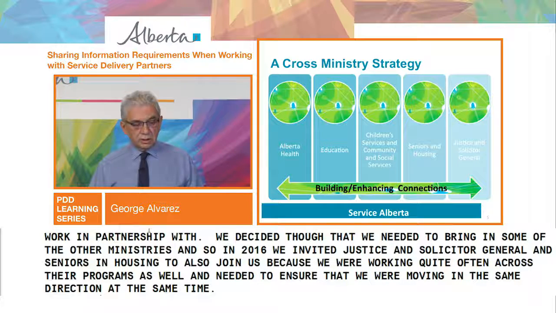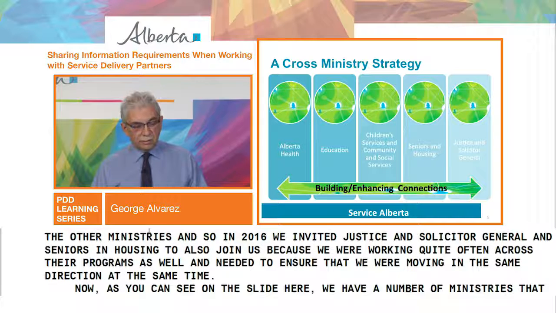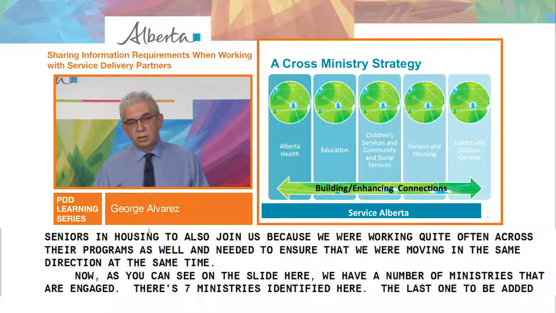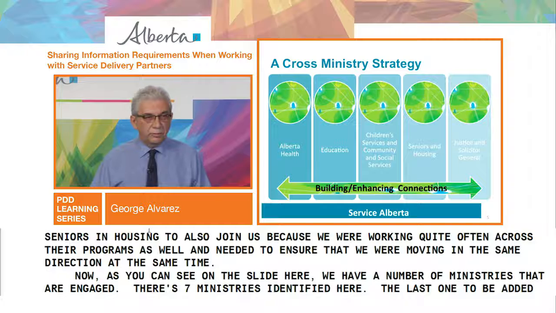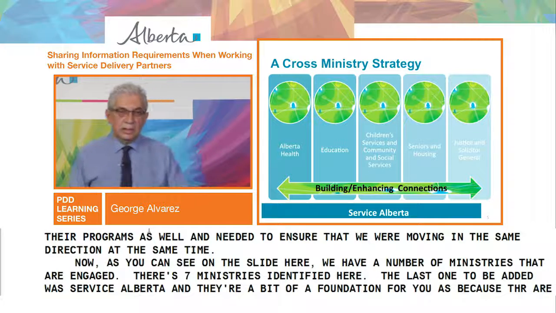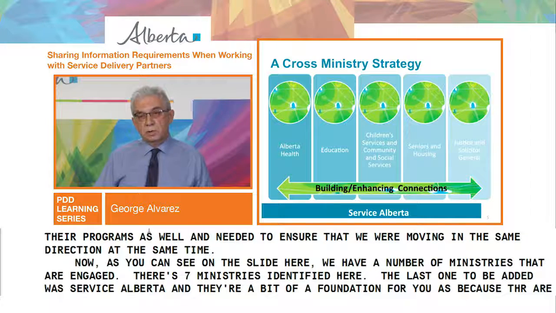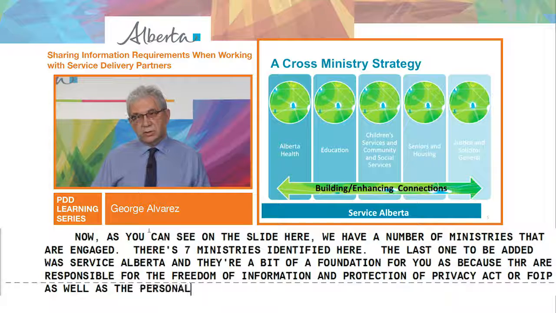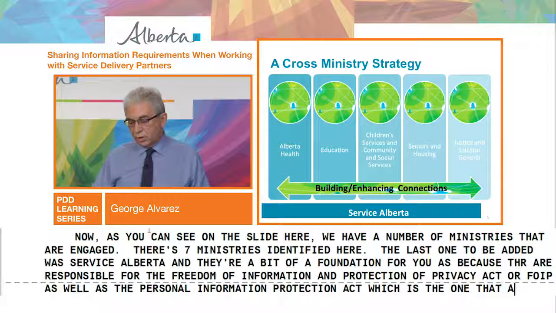Now, as you can see on the slide here, we have a number of ministries that are engaged. There's 7 ministries identified here. The last one to be added was Service Alberta, and they're a bit of a foundation for us because they are responsible for the Freedom of Information and Protection of Privacy Act, or FOIP, as well as the Personal Information Protection Act, which is the one that applies to the private sector.